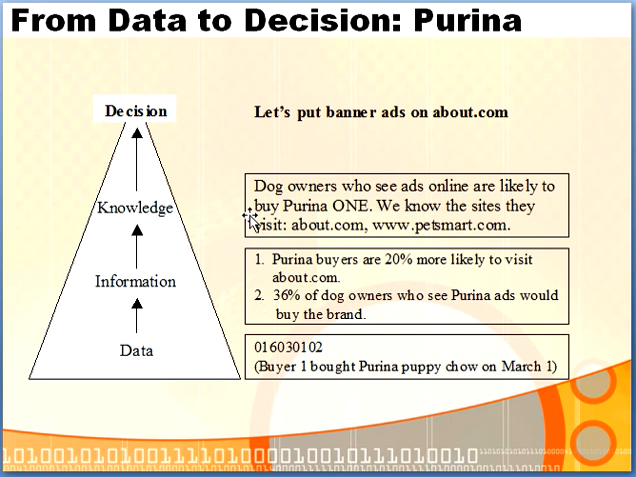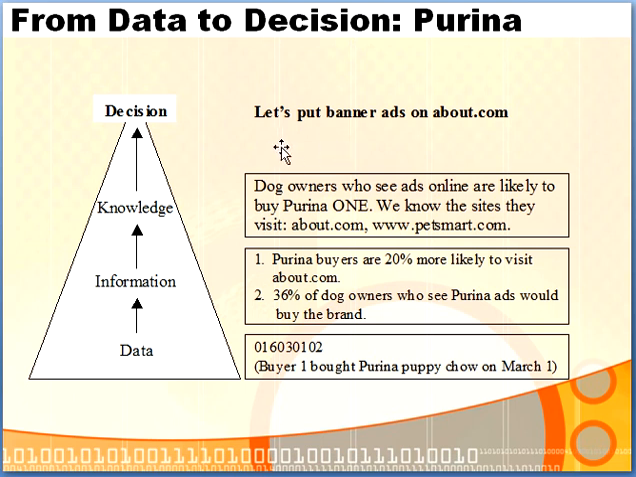And the knowledge they have gained is that the dog owners who see the ads online are likely to buy Purina One. In other words, when we show the banner ad for Purina to these dog owners who are visiting the website, they're likely to buy the product. We know the sites they visit. The sites are about.com and the petsmart.com. So based on that knowledge now, you can make a decision.